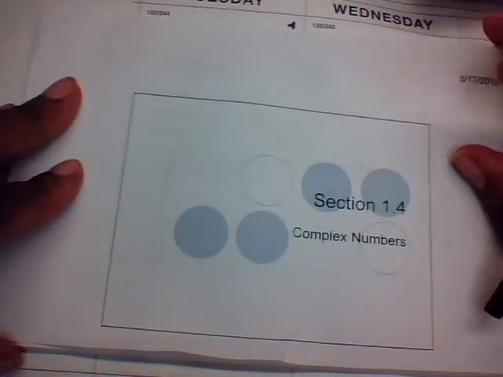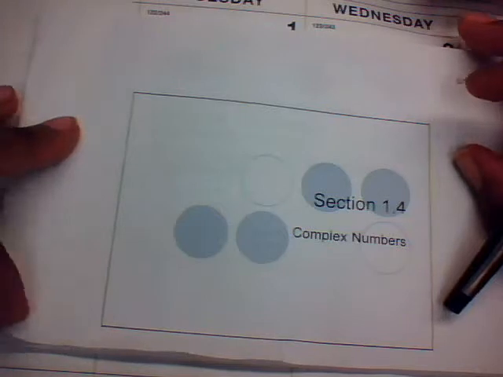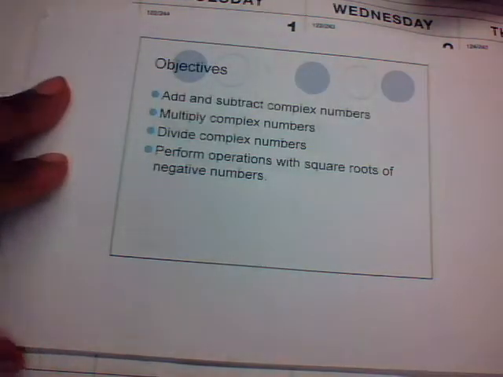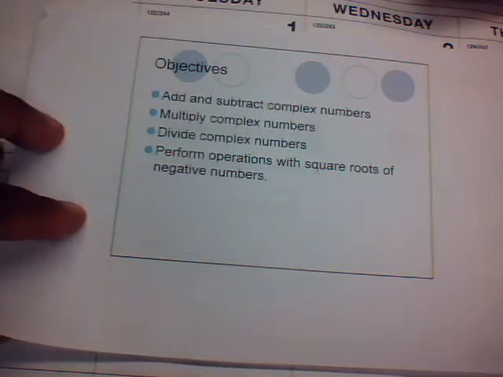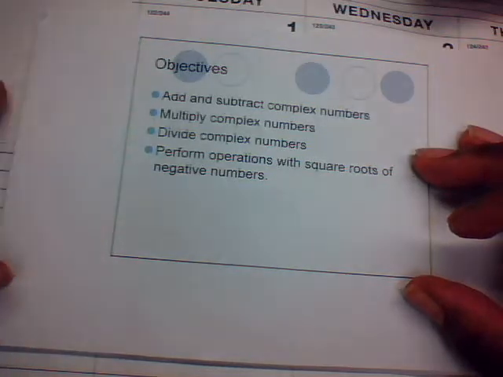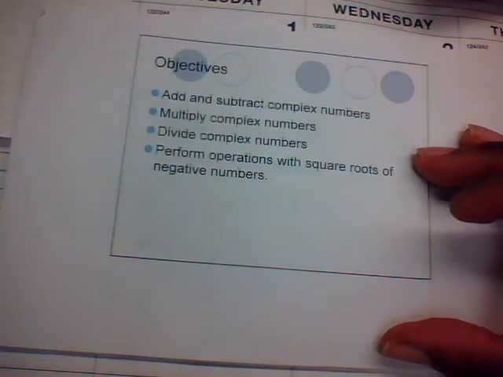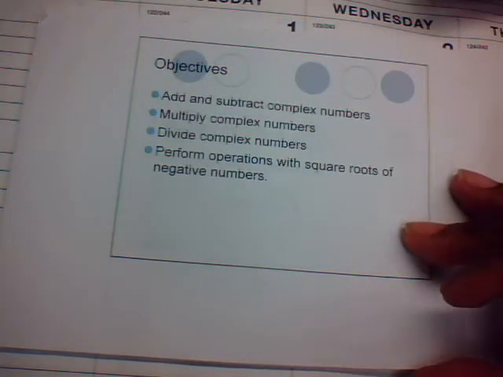All right, in this section, we're going to be looking at what complex numbers are and how to evaluate expressions that have complex numbers in them. And we'll be adding and subtracting complex numbers, multiplying complex numbers, dividing complex numbers, and also performing operations that contain square roots of negative numbers.